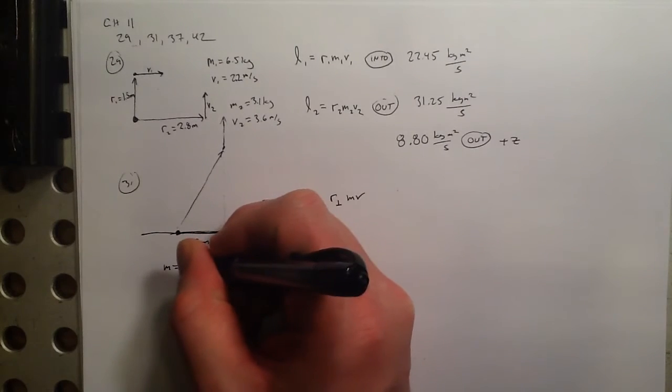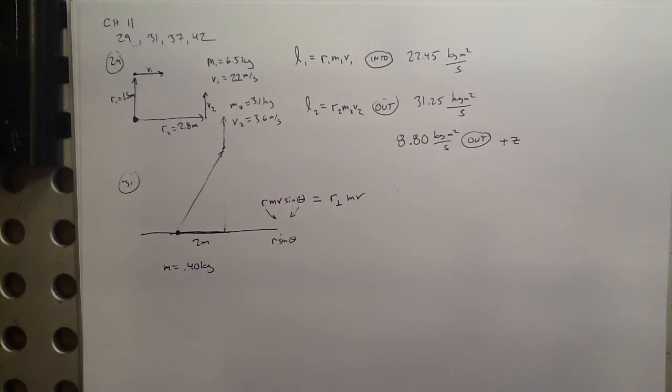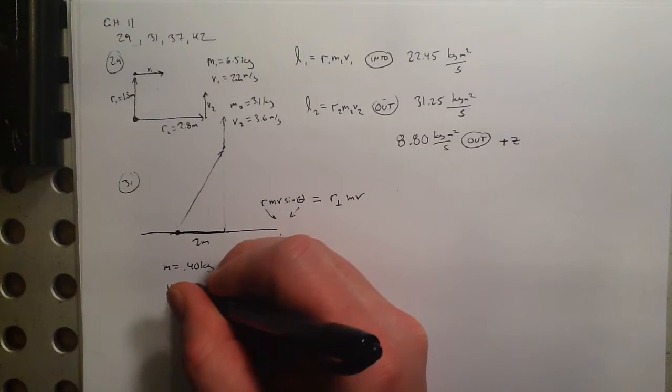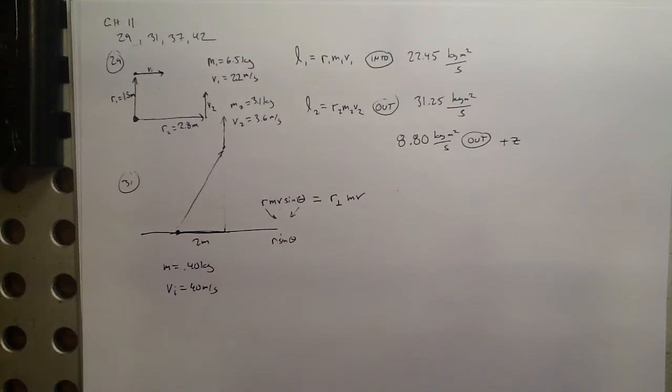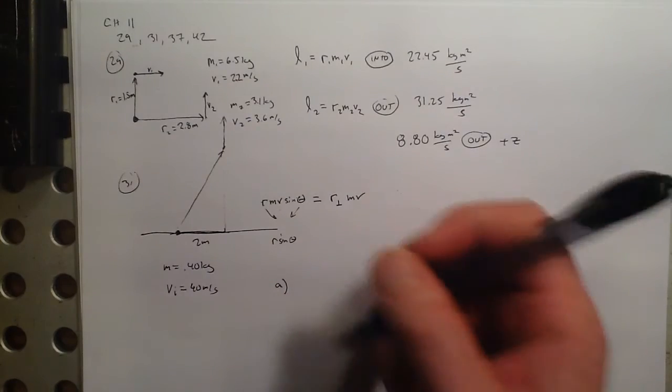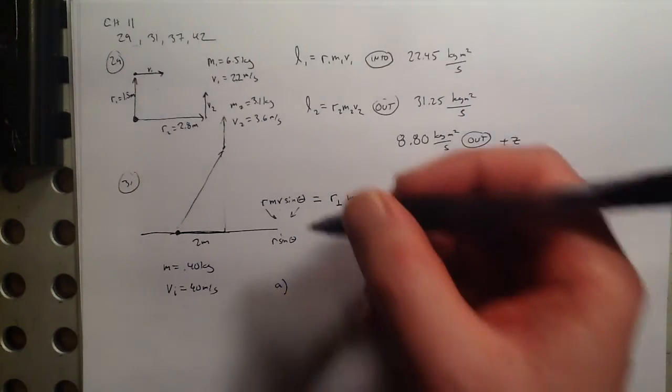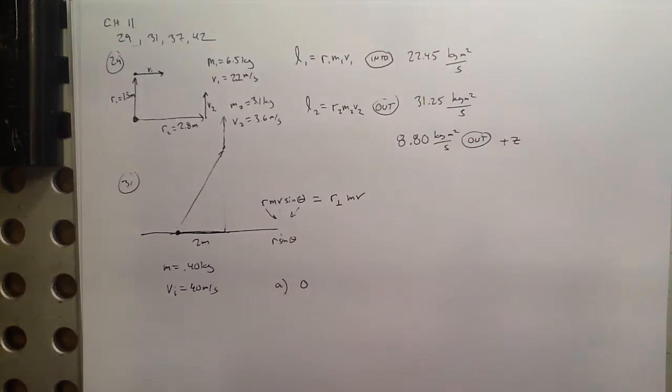The mass of this thing is 0.40 kilograms. It's launched with an initial speed of 40 meters per second, a good clip. What's the angular momentum at the maximum height? When it's at the maximum height, the v is 0, right? Correct? V is 0. So that's 0.